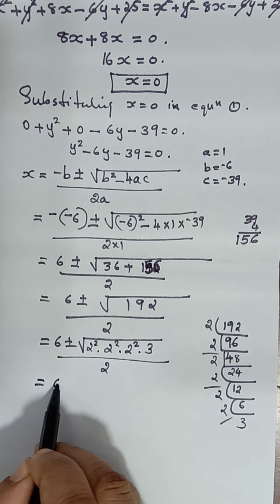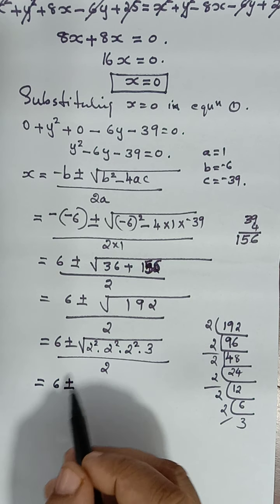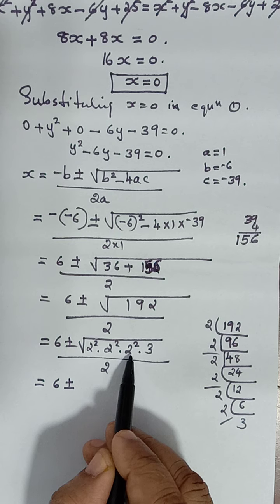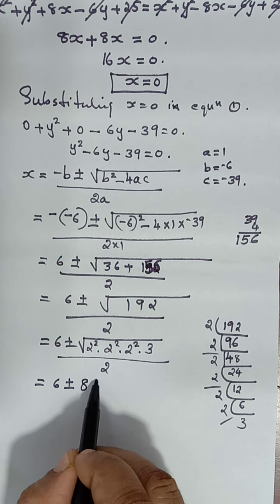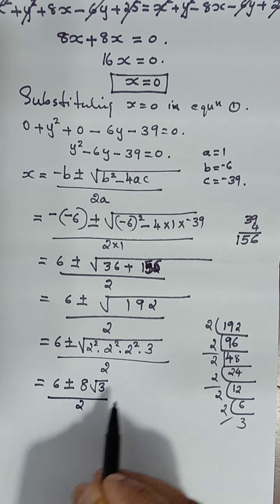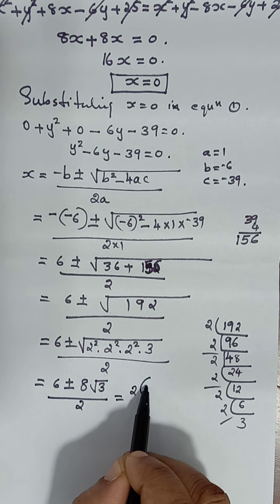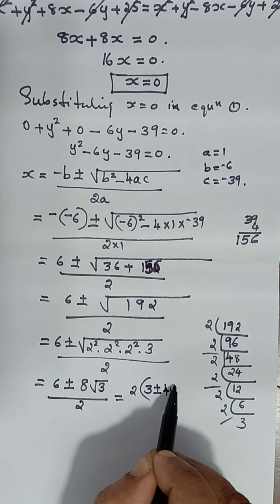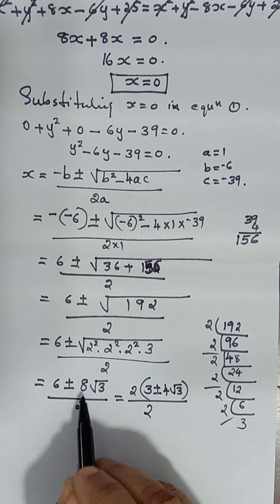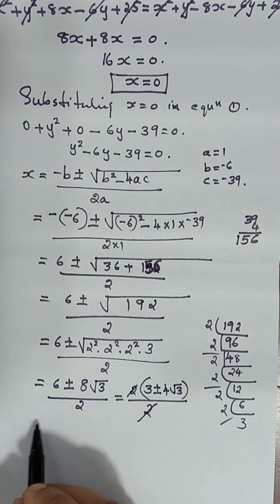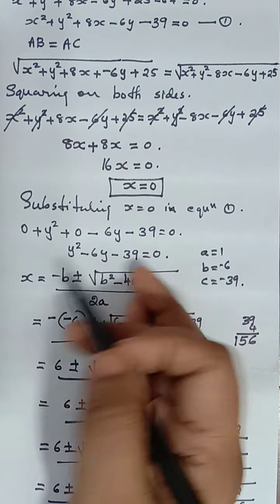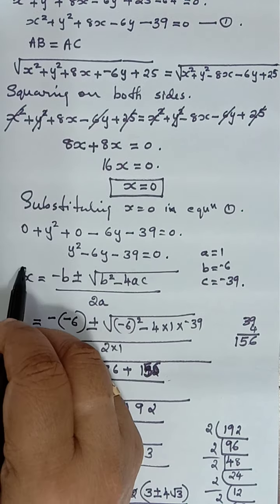That's equal to 6 plus or minus the square root of 2 square is 2. Again square root of 2 square is 2. Square root of 2 square is 2. 2 into 2 into 2 becomes 8 root 3. When you separate it, it is 8 root 3 divided by 2. Let us take out 2 from this. We have 3 plus or minus 4 root 3 divided by 2. 3 2s are 6, 4 2s are 8, 8 root 3. So cancelling this, we will be getting our y value here. X in general we have taken, but it is actually y we have found out, isn't it?